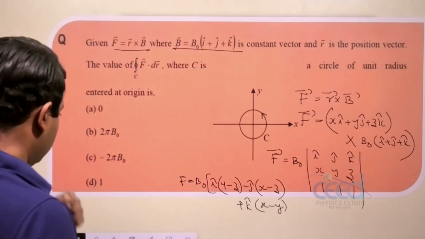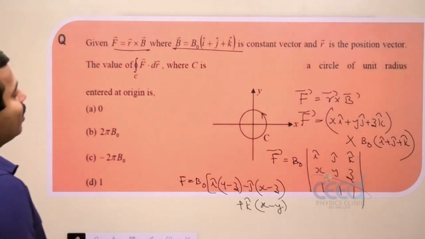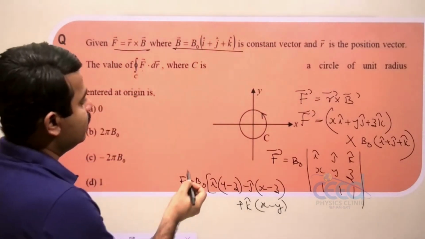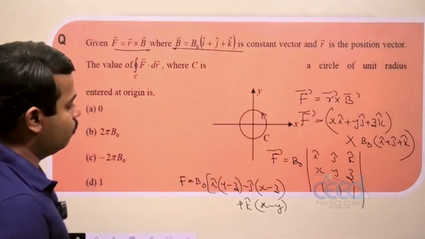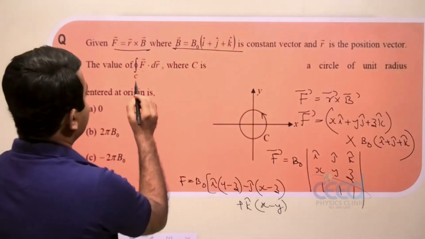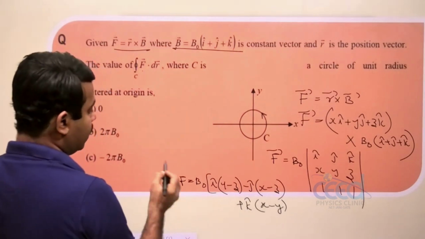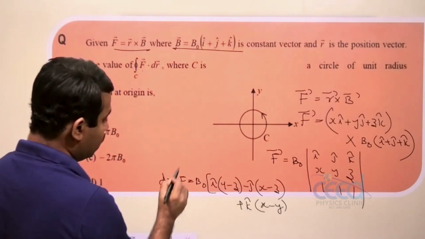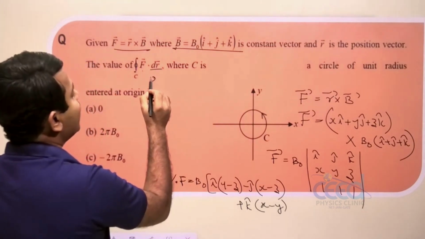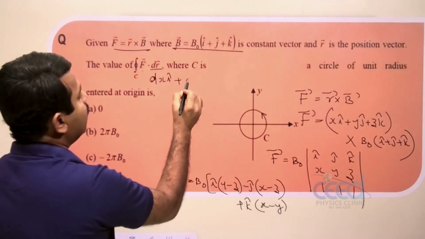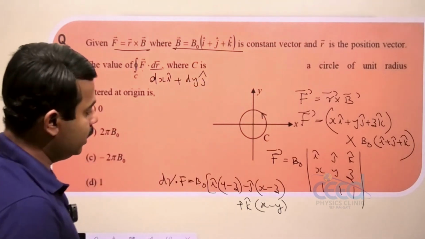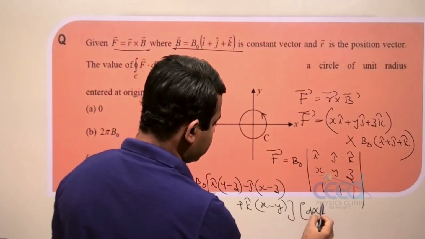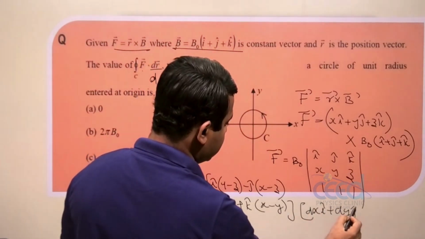All right. Now our aim is to find f dot dr. Then what is this? dr is in the xy plane. So what can I write? So f dot dr. What is dr? f dot dr means this dot dr. How do we represent dr? dx i cap plus dy j cap. Alright, so I can write this as dx i cap plus dy j cap.